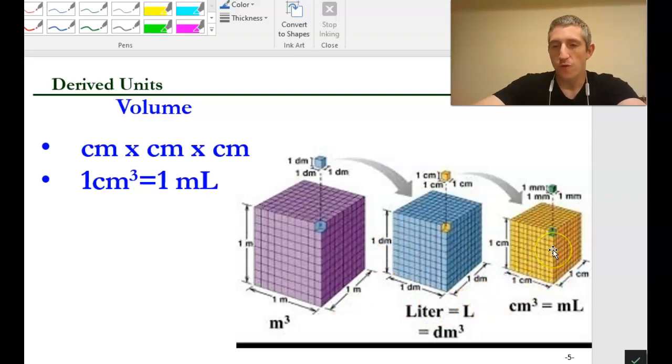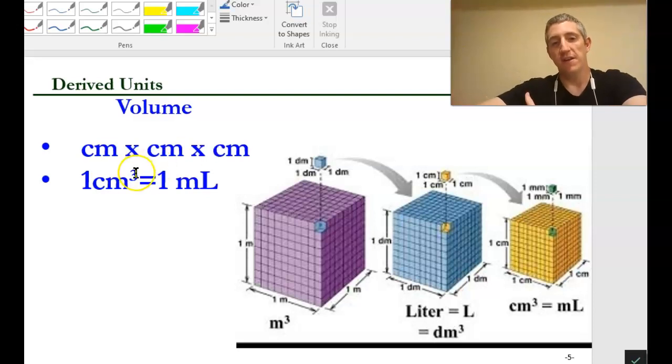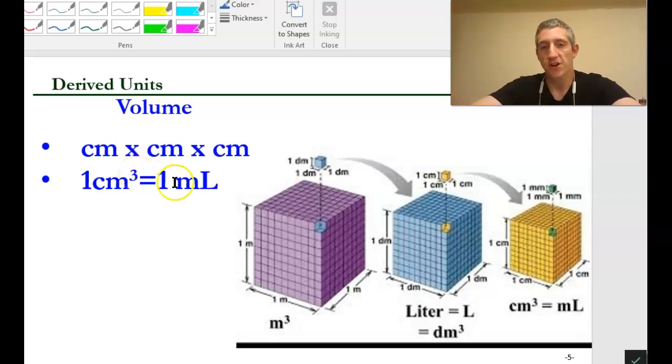And the smallest one over here is a centimeter cubed. So this is a centimeter of height, a centimeter of width, a centimeter of length. And so we have centimeters times centimeters times centimeters, cm times cm times cm. Well, that brings us to not only centimeters cubed, but the definition of a volume that we're more familiar with, and that's a milliliter.